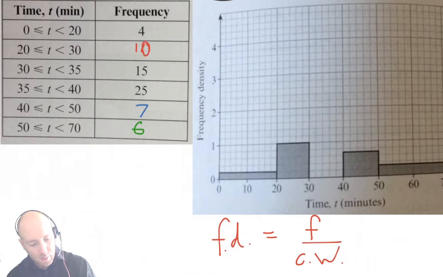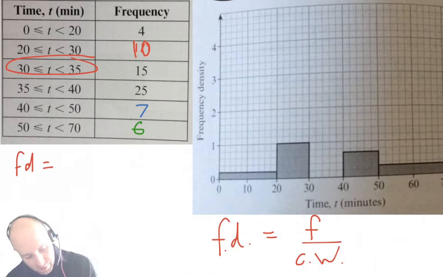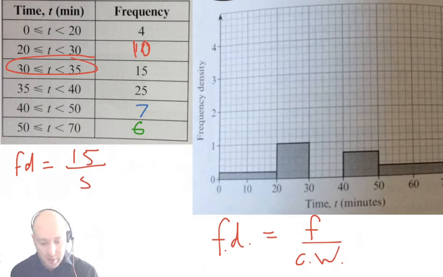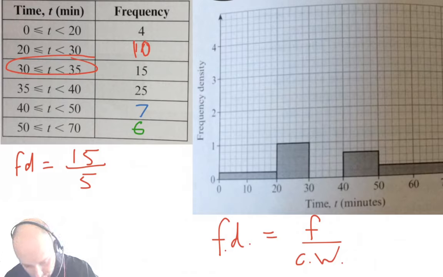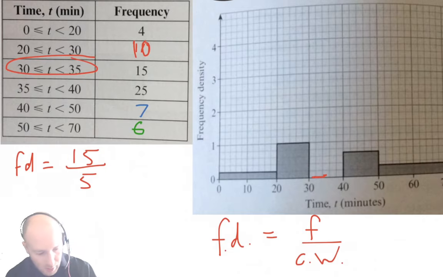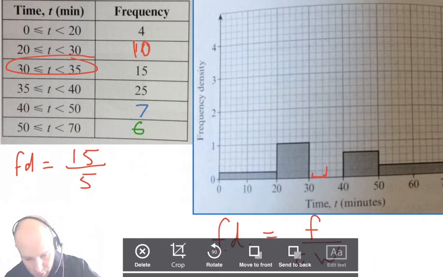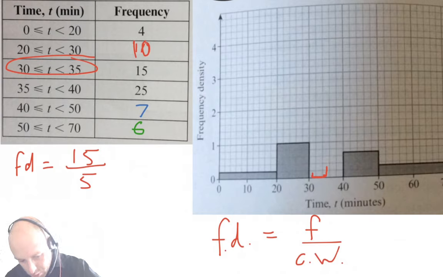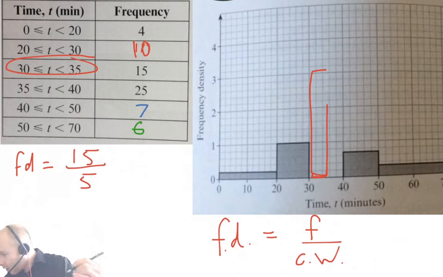So if we look at the top bar first, FD equals our frequency 15 divided by our width, which is 5. So we should get a frequency density of 3 for this first bar, which is going to go from 30 to 35. So not the easiest thing ever to draw, especially on an iPad. And I need to go up to 3 for this one. Cool, good. Which I think a few of you guys have got.